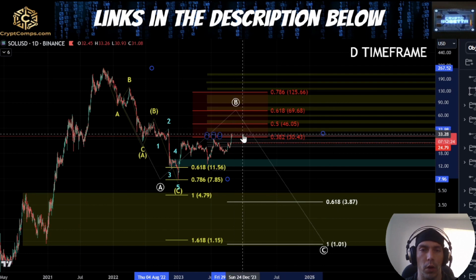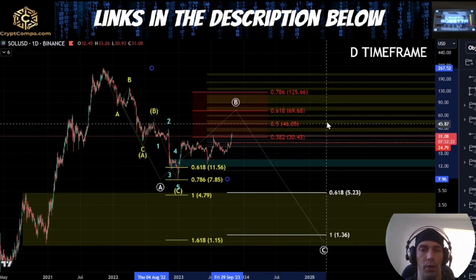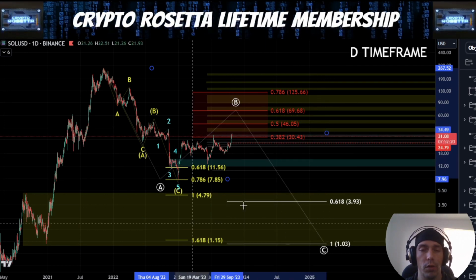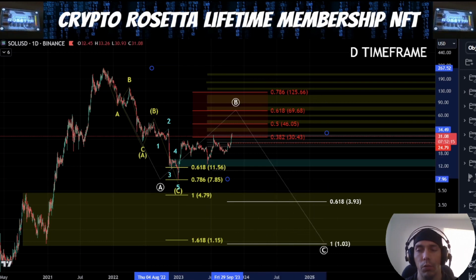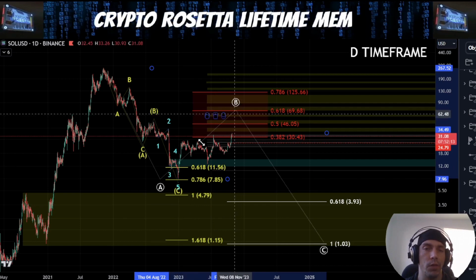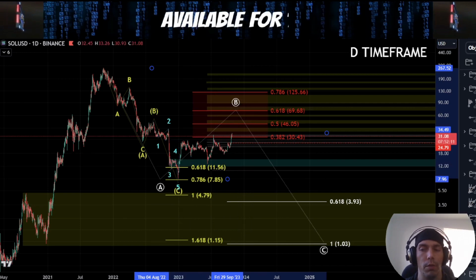Now this is based off of our current high. The higher we go here, the higher this target actually becomes as well. So I will be keeping an eye on this level if we do look to start to break down. But it would make a lot of sense here that if this is a B wave, it's still not completed, and we're going to go over that in a second.